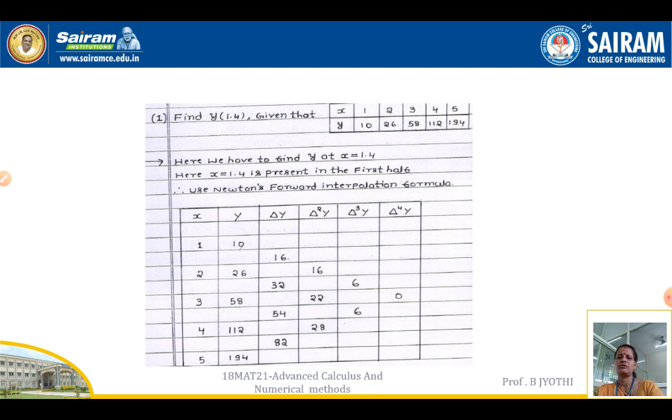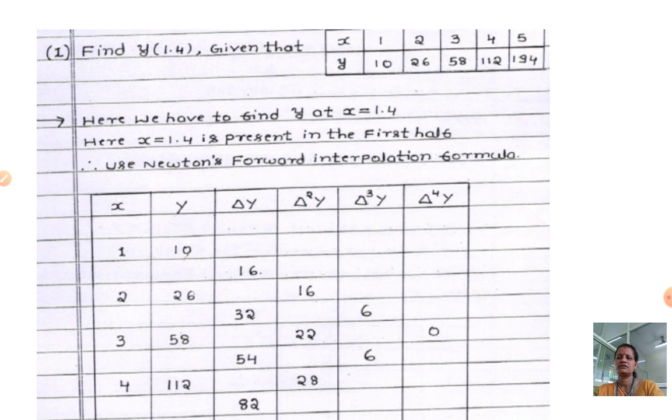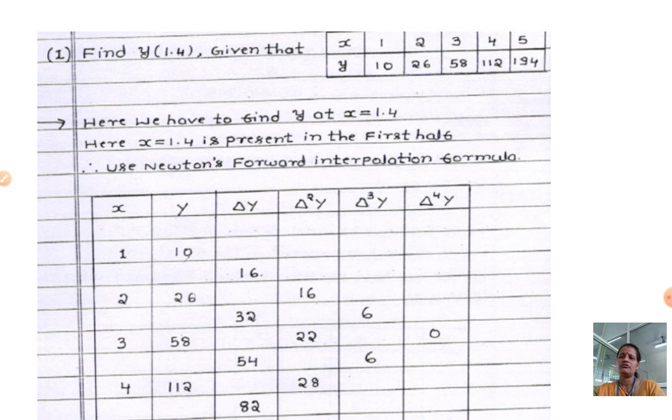So let us see the problems now. The first problem is: find y of 1.4 given the data x, y, where x values are 1, 2, 3, 4, 5 and y values are 10, 26, 58, 112, 194. Look at this, it is 1.4. Exactly 3 is the midpoint, and 1.4 is before the midpoint. Therefore, we can use the forward interpolation formula.